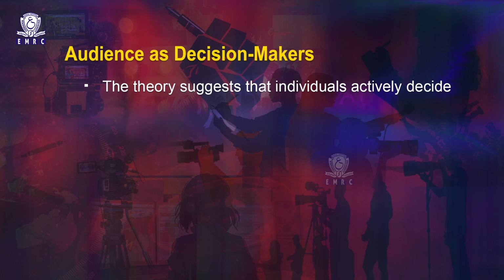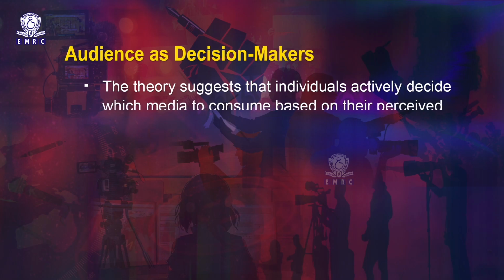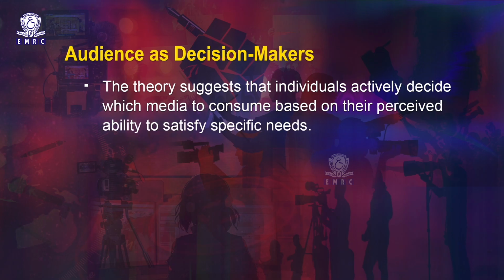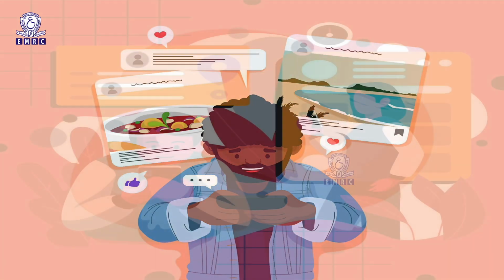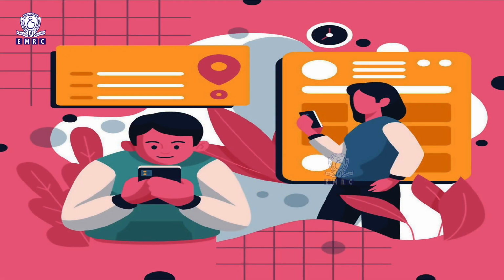Audience as decision makers. The theory suggests that individuals actively decide which media to consume based on their perceived ability to satisfy specific needs. This decision making process is influenced by factors such as content, format, and the availability of alternatives.